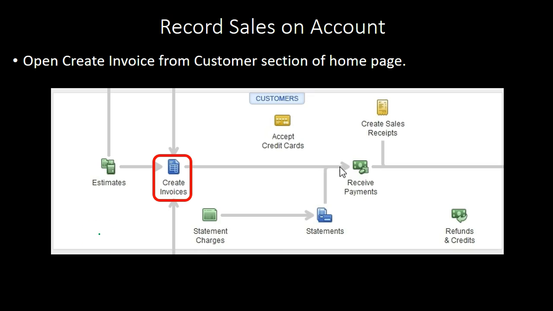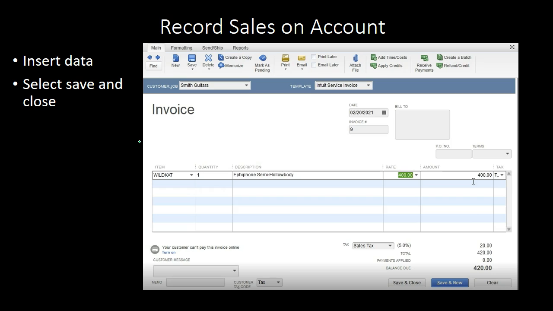Jumping back over to the PowerPoint and to the QuickBooks example, we're going to be ambitious and do 2 of these. So we're going to do the same thing. We're going to create another invoice, same type of transaction, except this one's going to go to Sam Guitars. And within QuickBooks, then, we would just enter the same information. It's going to be the invoice, different type of guitar. This one's a Wildcat. It's an Epiphone Semi-Hollow, and it's $400.